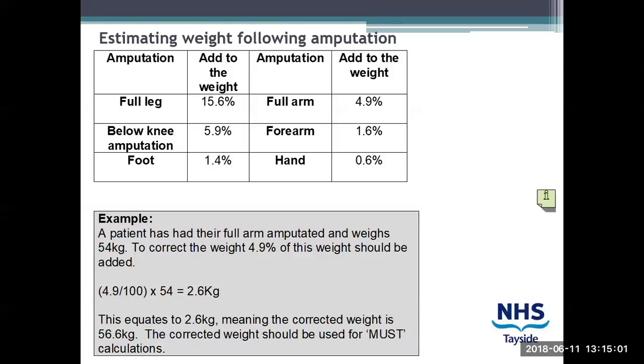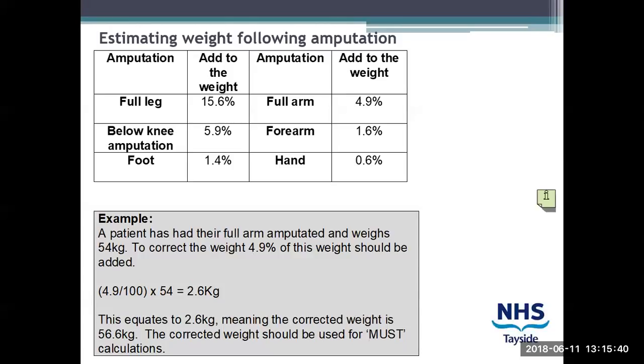So a patient has had their full arm amputated and weighs 54 kilograms. So you want to correct that weight. By looking up at the table, for a full arm amputated, you're looking at 4.9%. So you want to add that weight to the weight that they're weighing at, so that's the 54. What I would do is 4.9 divided by 100, and then times that by the weight that you've recorded. For this example, it was 54. So that equals 2.6 kilograms.